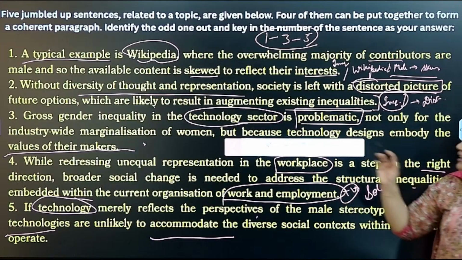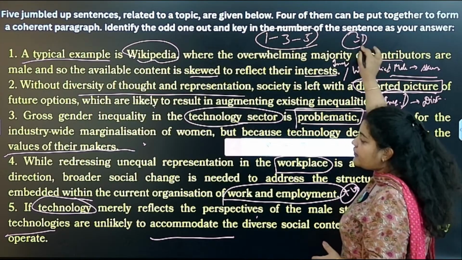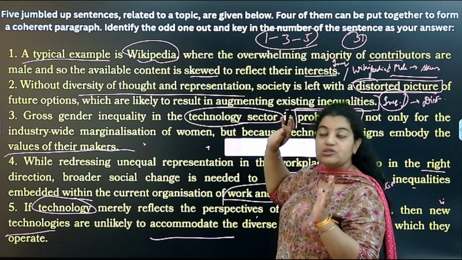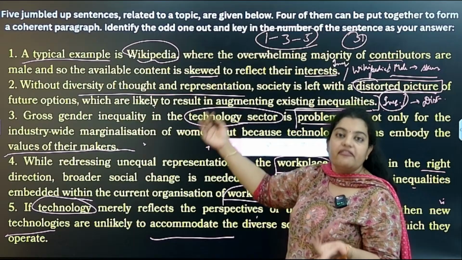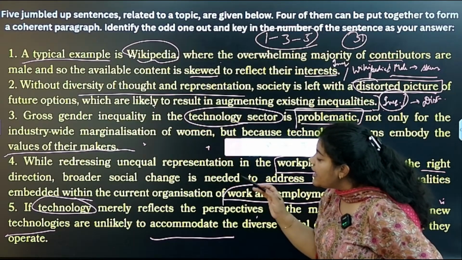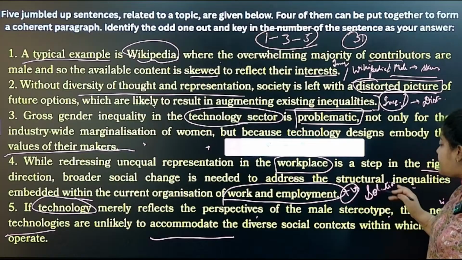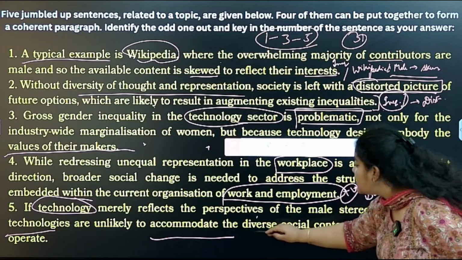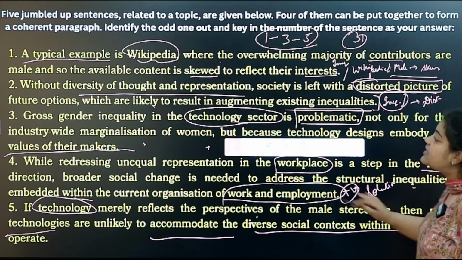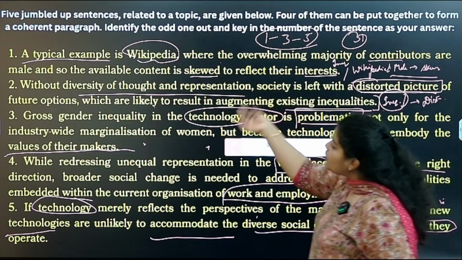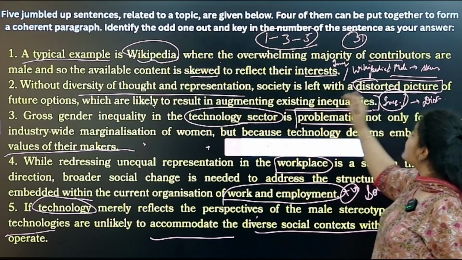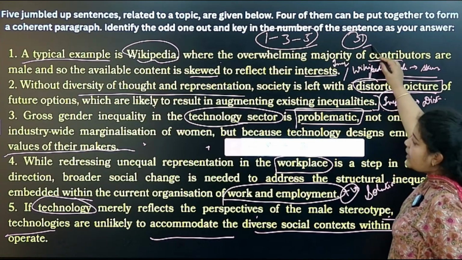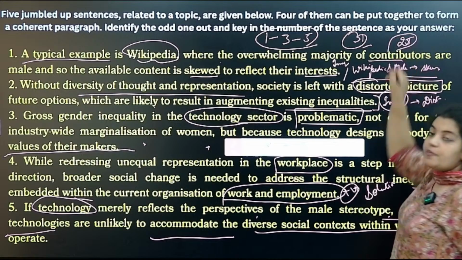So we can see here that anyhow 3 and 1 is a block, because this looks like a very general sentence, and the typical example is Wikipedia. Now let's read the fifth. If technology merely reflects the perspective of the male stereotype, then the new technologies are unlikely to accommodate the diverse social context within which they operate. And then, without diversity of thoughts and representation, society is left with a distorted picture of future options. So again 3 and 1, and by that logic 2 and 5, also become a block.